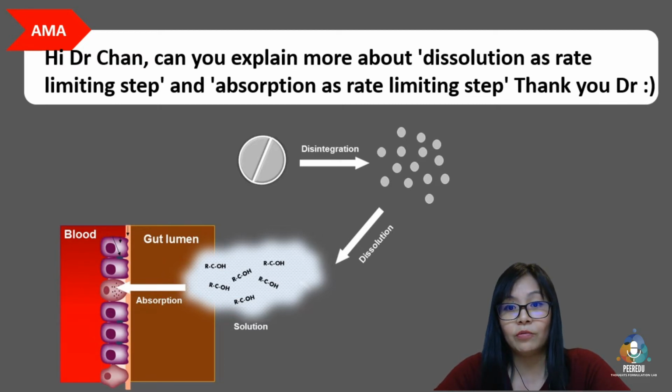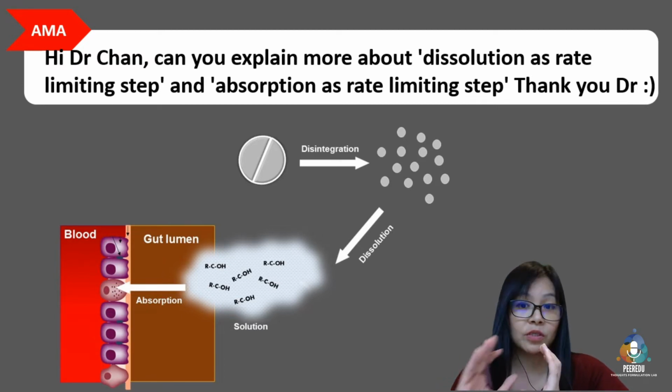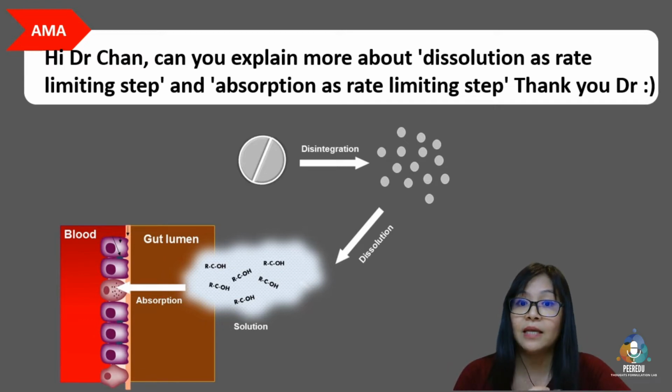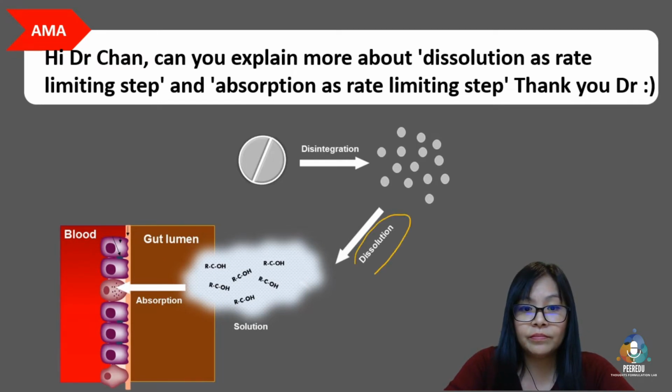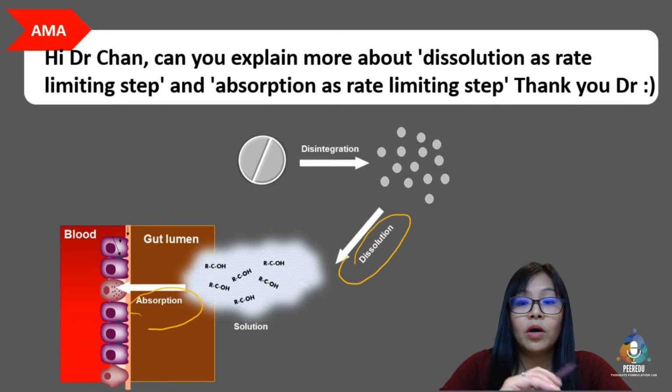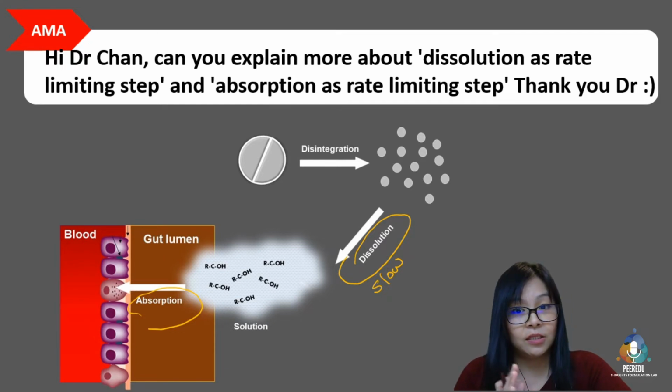Okay, when we talk about rate limiting step, we are talking about the whole process of a drug being in your body and taking its effects. Where is this process being limited? There are two different steps that can limit effectiveness: dissolution and absorption. For a drug that is very poorly soluble, the dissolution can be very slow. When it becomes very slow, then dissolution will be the rate limiting step.